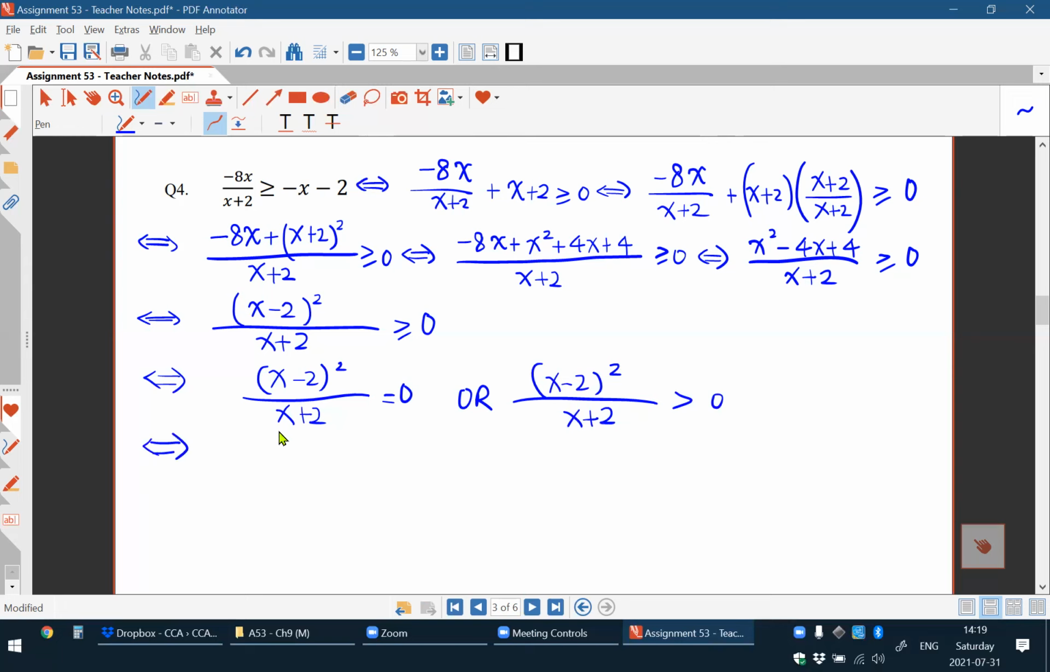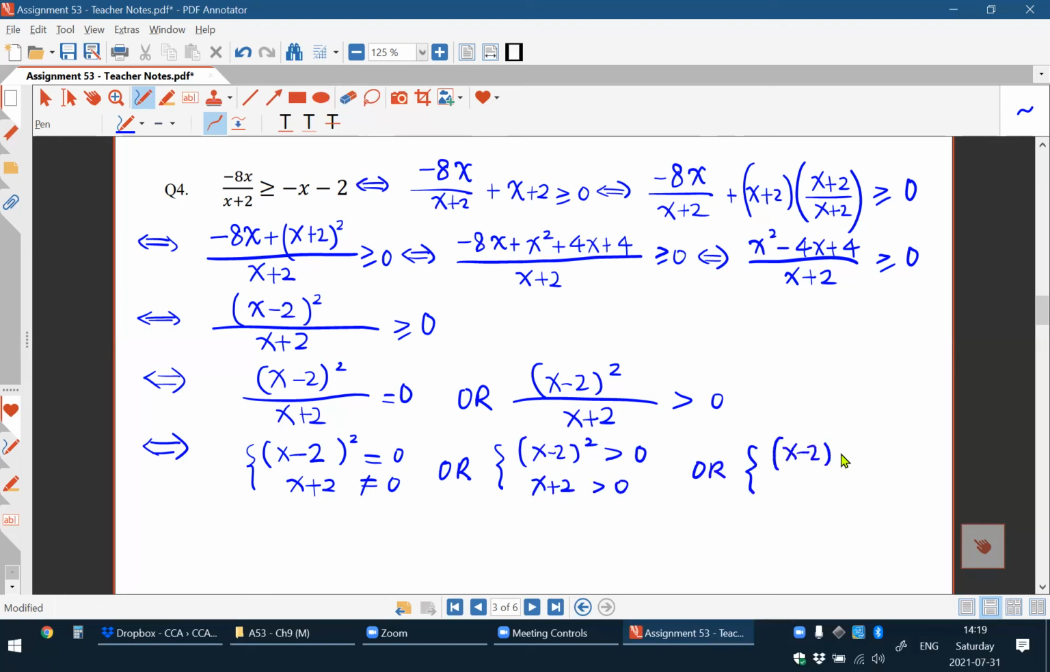And this is further equivalent to, if you have a ratio that is 0, you need to ensure that the numerator is 0 and at the same time the denominator is not 0, right? Or second case, if you have a ratio that is greater than 0, that means the signs in front of the numerator and denominator should be the same. So we can either have a positive numerator and at the same time a positive denominator, or we can have a negative numerator and a negative denominator, right?